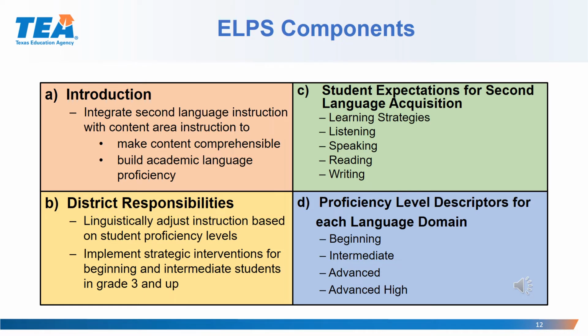Section D, Proficiency Level Descriptors for each language domain, contains proficiency level descriptors, or PLDs, that describe how well students communicate in English at each stage of acquisition or proficiency level. The 4 proficiency levels are described for each language domain.